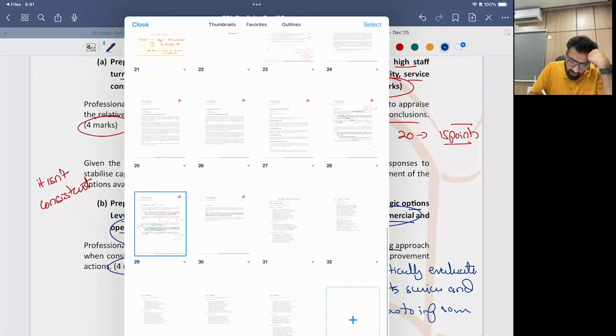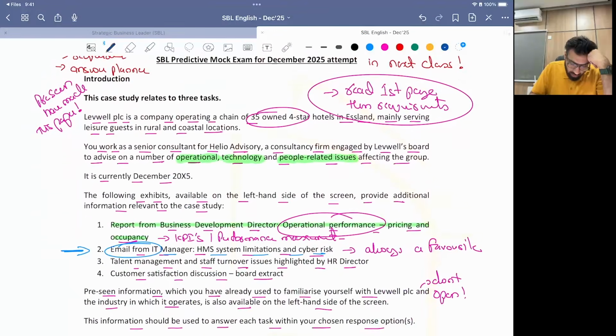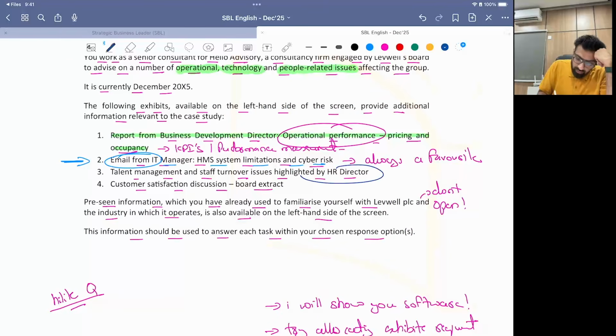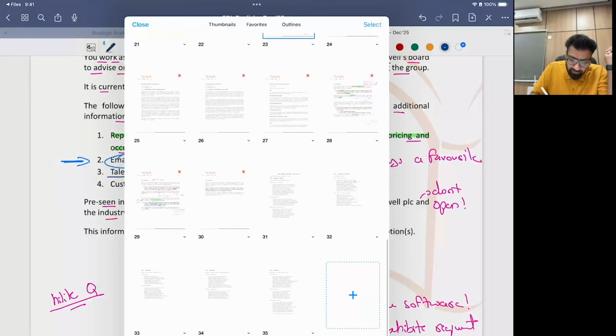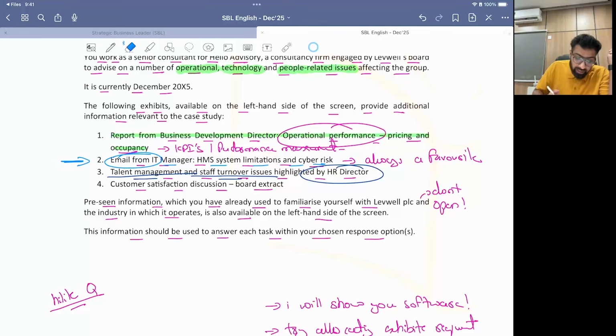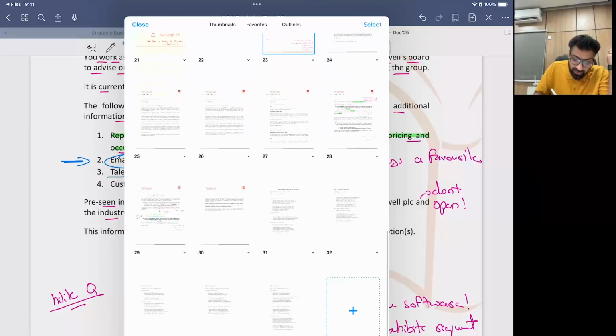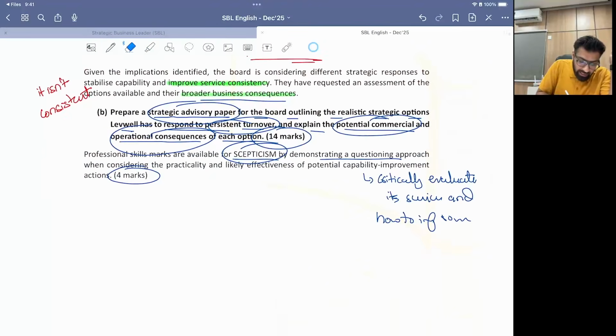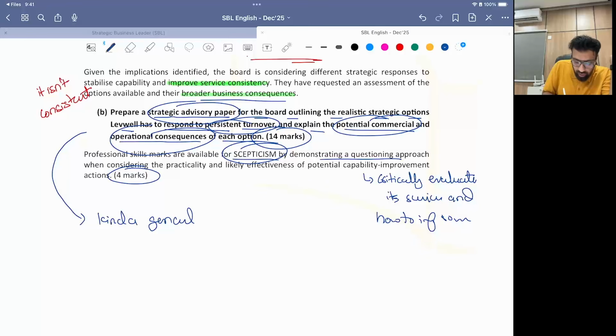Sir, any exhibit pertaining to it? So I don't think so. Oh yeah, the staff turnover issue, this is somehow related, and talent not being managed, so this is somehow related to that exhibit. But more or less I believe that since this paper can give you general requirements where the data isn't that much available, I would say this is a kind of general requirement, right? You wouldn't be getting so much data with this.